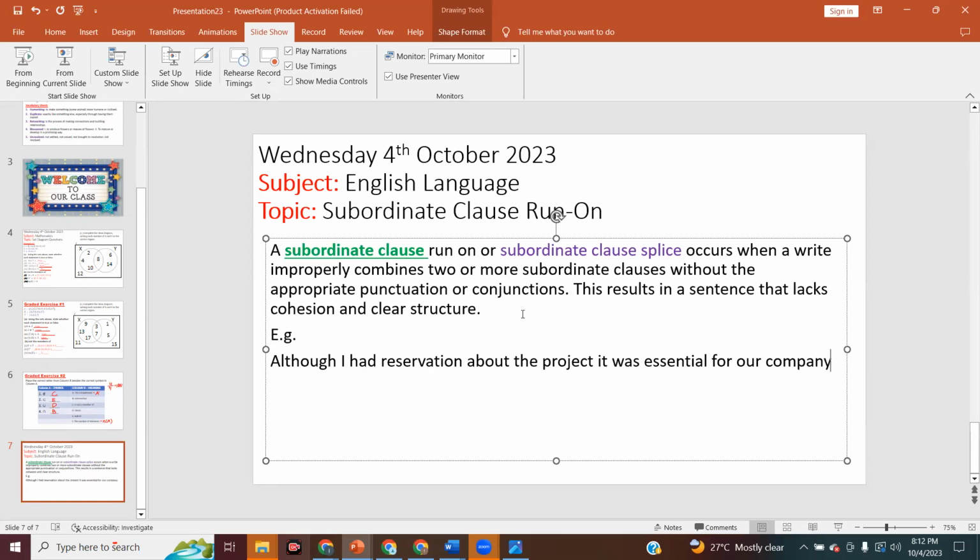If you don't see anything wrong with this sentence, put an S. But if you think it's a subordinate clause run-on, then put R. Although I had reservations about the project, it was essential for our company's growth. All right. If you think it is a regular sentence, then put S. But if you think it's a subordinate clause run-on, put R.